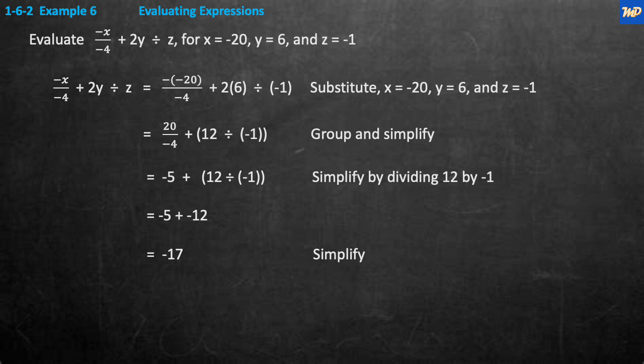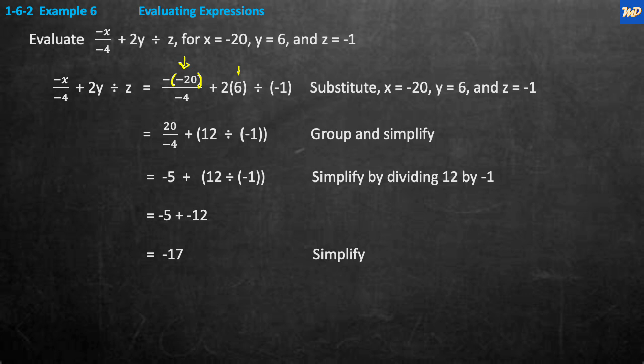So we have negative x divided by negative 4 plus 2y divided by z. I rewrote it over here and did the substitution. We have negative the quantity, and what is x? Negative 20, so there's a negative 20 inside there, divided by negative 4, plus 2 times 6. Y substitutes as 6, so here's our y value right there. And z is going to be a negative 1. The first thing we're going to take care of is this fraction out here.